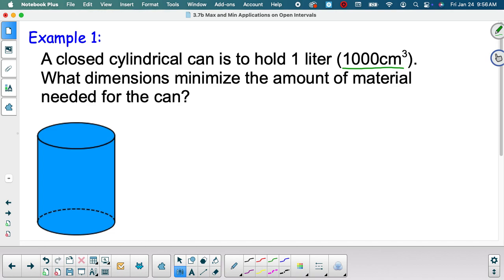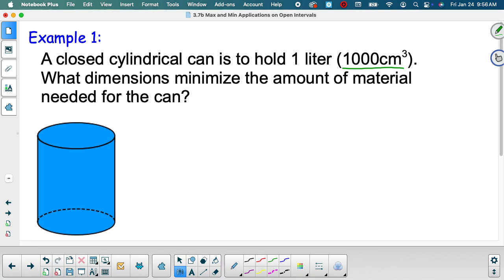What I'm asking, though, is we want to minimize the amount of material needed for this can. So maybe I'm working for Campbell's Soup, and I want to have a can of soup that holds 1 liter of soup, but I want to have the least amount of material, tin, to go around the outside of this to save my company money. What's the least amount of surface area that I would need for this?